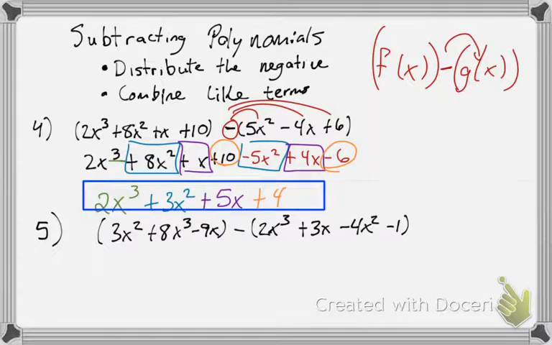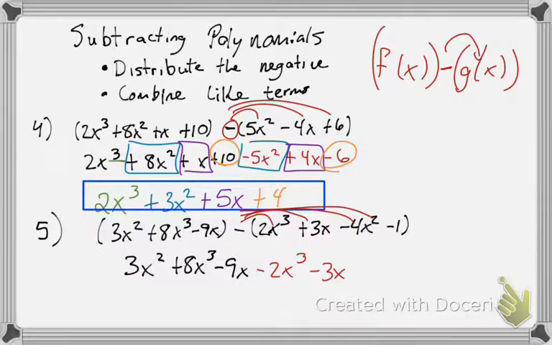So the second problem, I'm going to take that negative sign, I'm going to distribute it. I leave my first equation the same, 3x squared plus 8x to the third power minus 9x. So when I distribute my negative sign, it changes all my signs, so that's minus 2x to the third power now, minus 3x plus 4x squared plus 1.